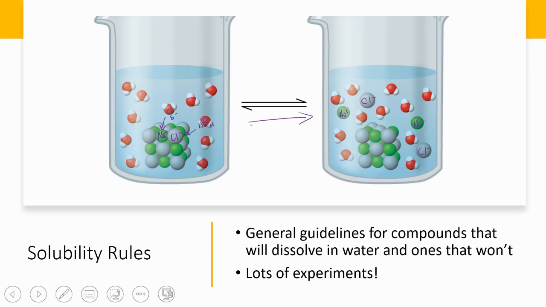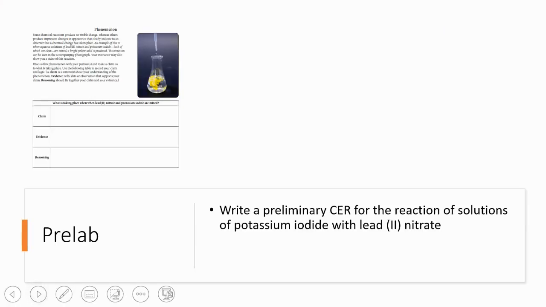Okay. So for tomorrow, right now, I'd like you to work on the pre lab. So, what I want you to do is take a look at that first page, which is asking you to write a preliminary claims evidence reasoning for the reaction of the potassium iodide with the lead 2 nitrate. So I don't want you to be fancy here. I don't want you to even necessarily look anything up. I want you to write as far as you know, as far as we've discussed so far and you've seen in your reading.